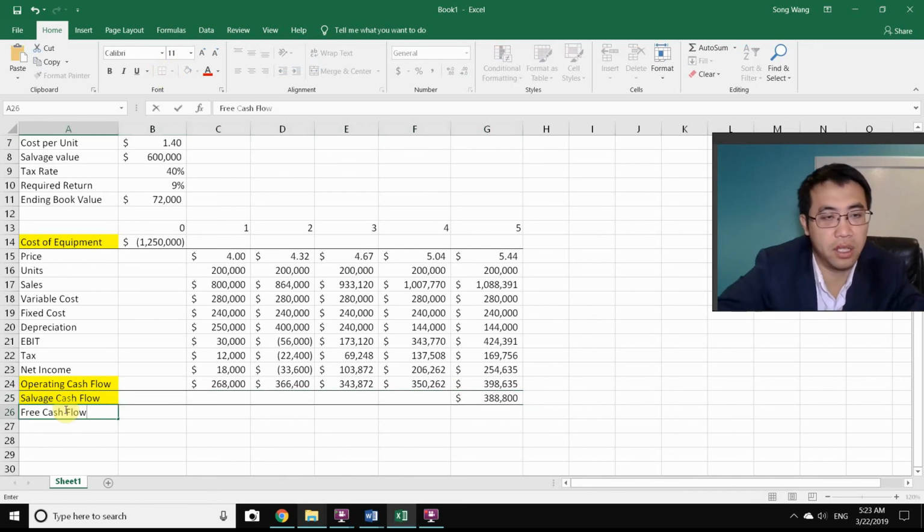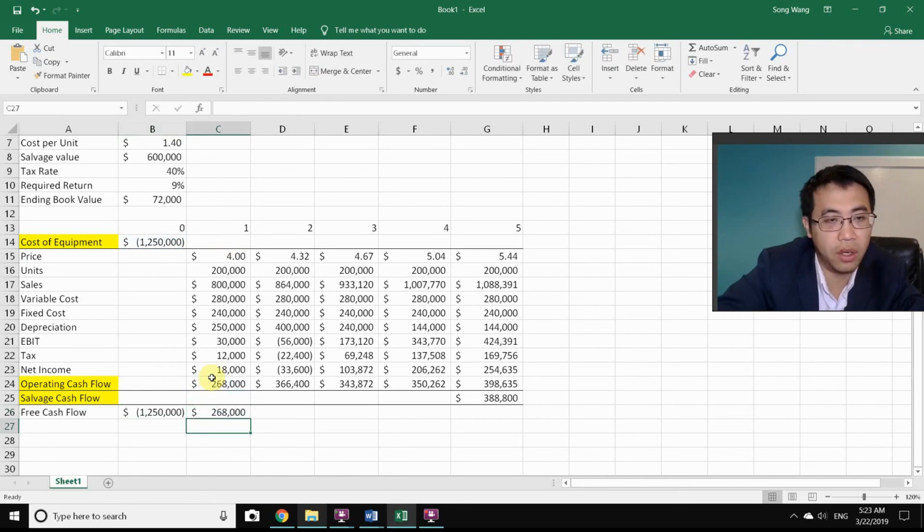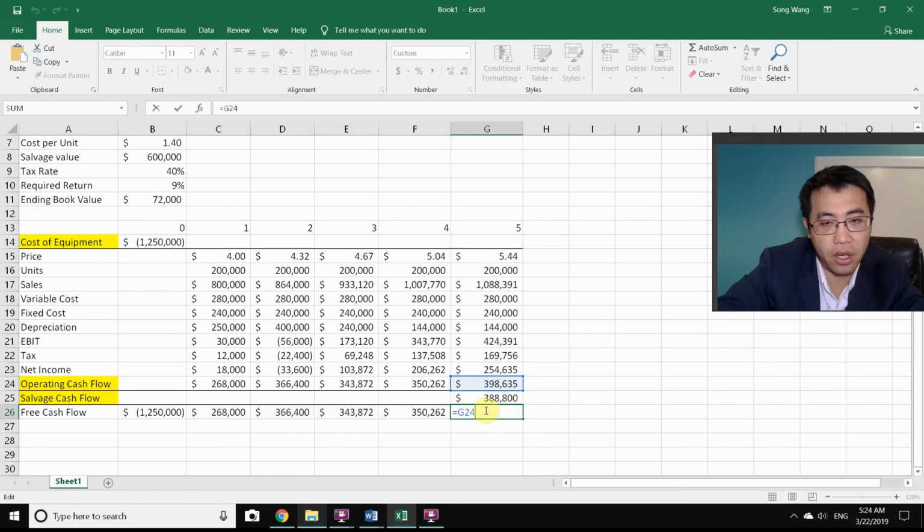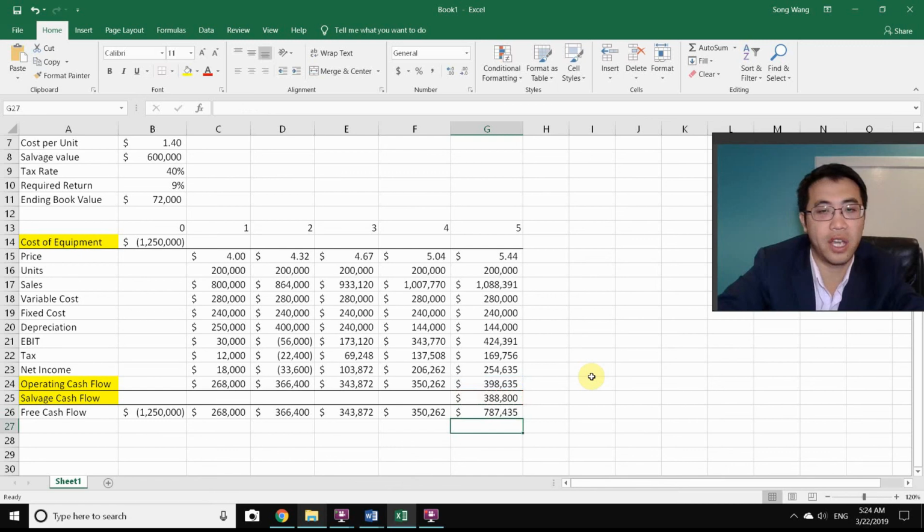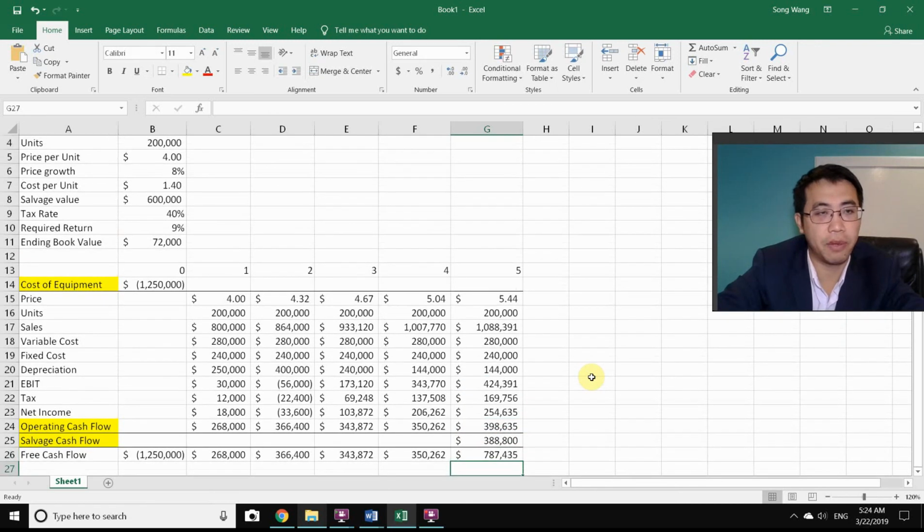Free means it is free from financial cost. You're going to add the components here. So it is the cost of equipment for the first year, and then it is operating cash flow for the rest of the 4 years, and for the 5th year, you're going to add the salvage cash flow. All right, so now you have finished your capital budgeting table.